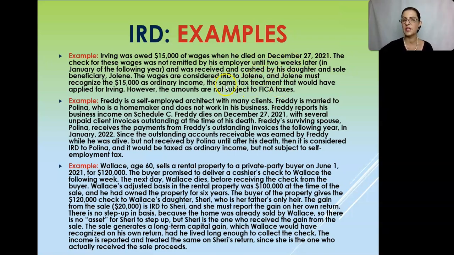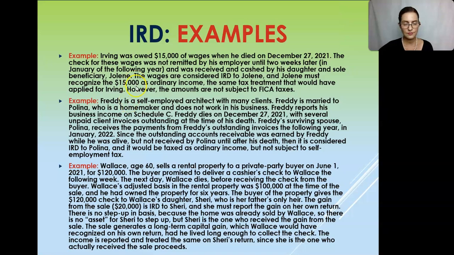And many times you'll have situations where the check is actually remitted to the surviving spouse, and the same tax treatment would apply. It would be ordinary income to whoever actually received this money, but it's not subject to FICA because the beneficiary, or whoever receives these wages, didn't earn those wages. So it wouldn't be subject to Social Security and Medicare for them, whoever actually ends up receiving the money after the death of the decedent.